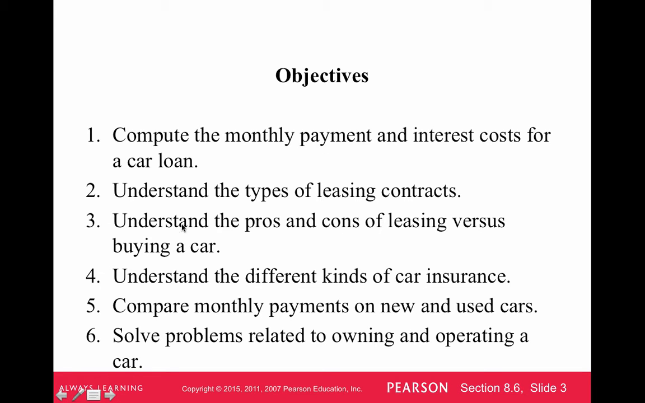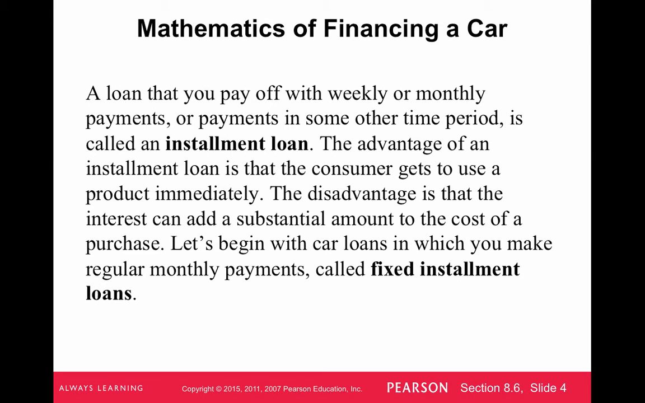After that, we'll just look at the pros and cons of leasing versus buying. That's really just kind of where we'll stop. So, the mathematics of financing a car. A loan that you pay off with weekly or monthly payments, nearly all of these car loans and home loans are monthly payments, or payments in some other time period, is called an installment loan. The advantage of an installment loan is that the consumer gets to use the product immediately. So you get to have the car immediately and drive, or you get to move into the house immediately. The disadvantage is the interest can add a substantial amount to the cost of the purchase.